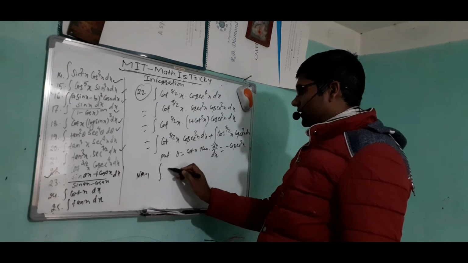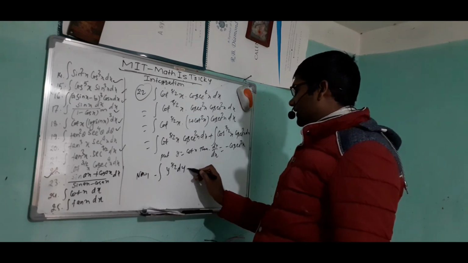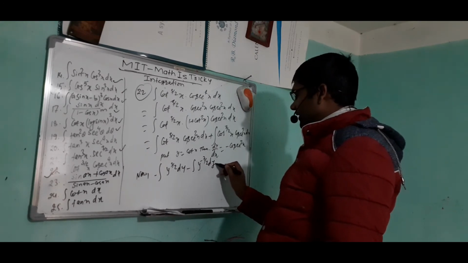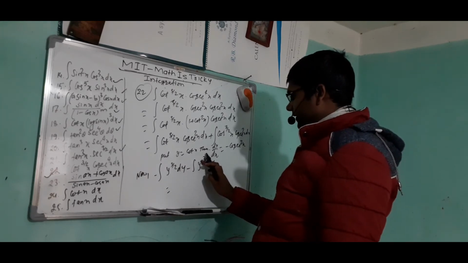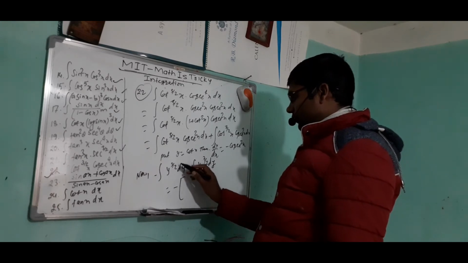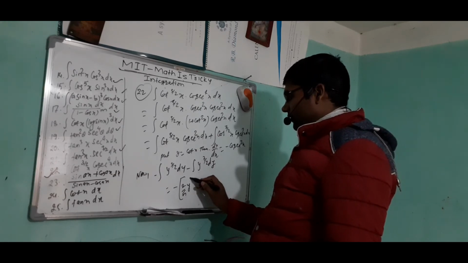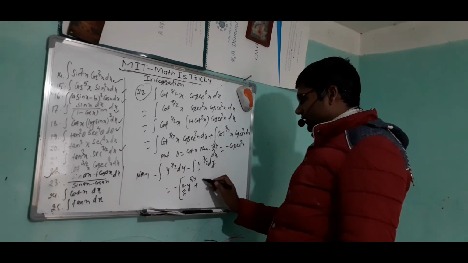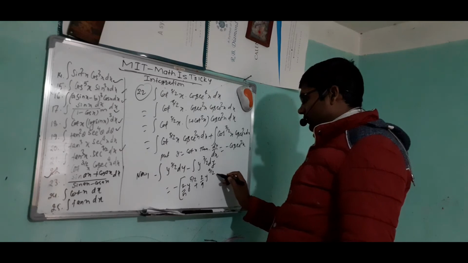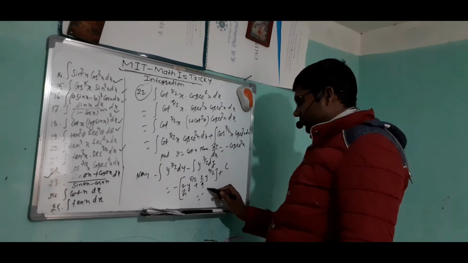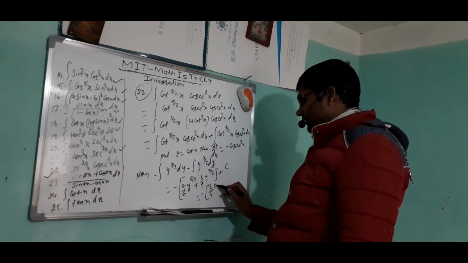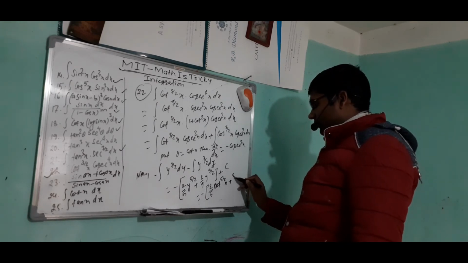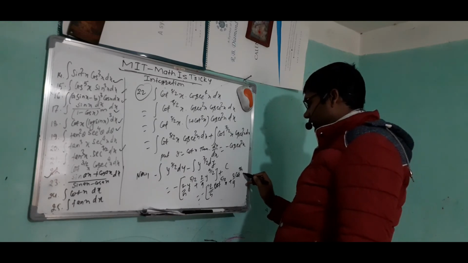Now we can write it simply as integration of y^(3/2) dy minus integration of y^(7/2) dy. The answer will be, minus common, 3/2 plus 1 means 5/2, so 2 by 5 y^(5/2), and minus and minus plus, 7/2 plus 1 is 9/2, so 2 by 9 y^(9/2), plus c. Just replace the value of y, it is going to be 2 by 5 cot^(5/2) x plus 2 by 9 cot^(9/2) x plus c.